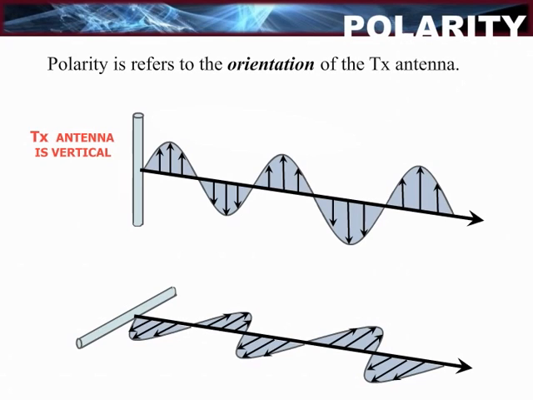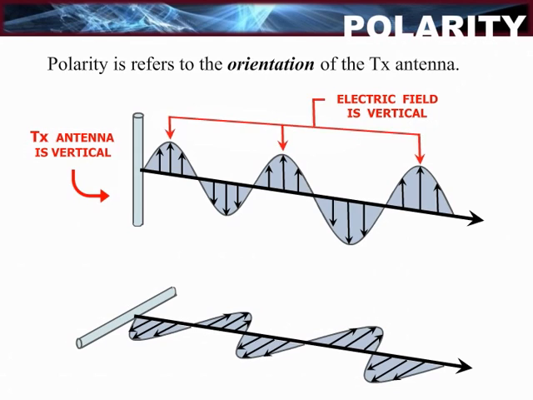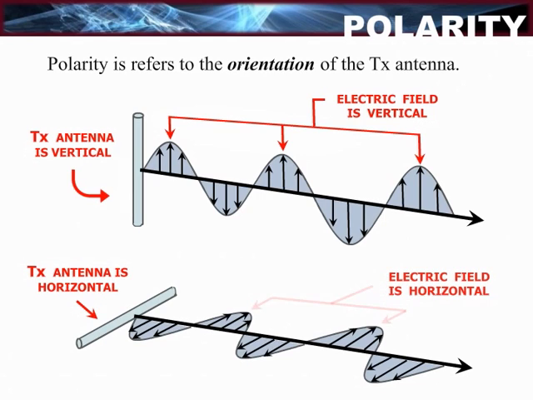The electric field component of the wave is the component of interest. As can be seen, when the transmitting antenna is vertical, the electric field is vertical. In the lower part of the illustration, the transmitting antenna is horizontal, which dictates that the electric field is also horizontal. This is the polarity of the antenna.